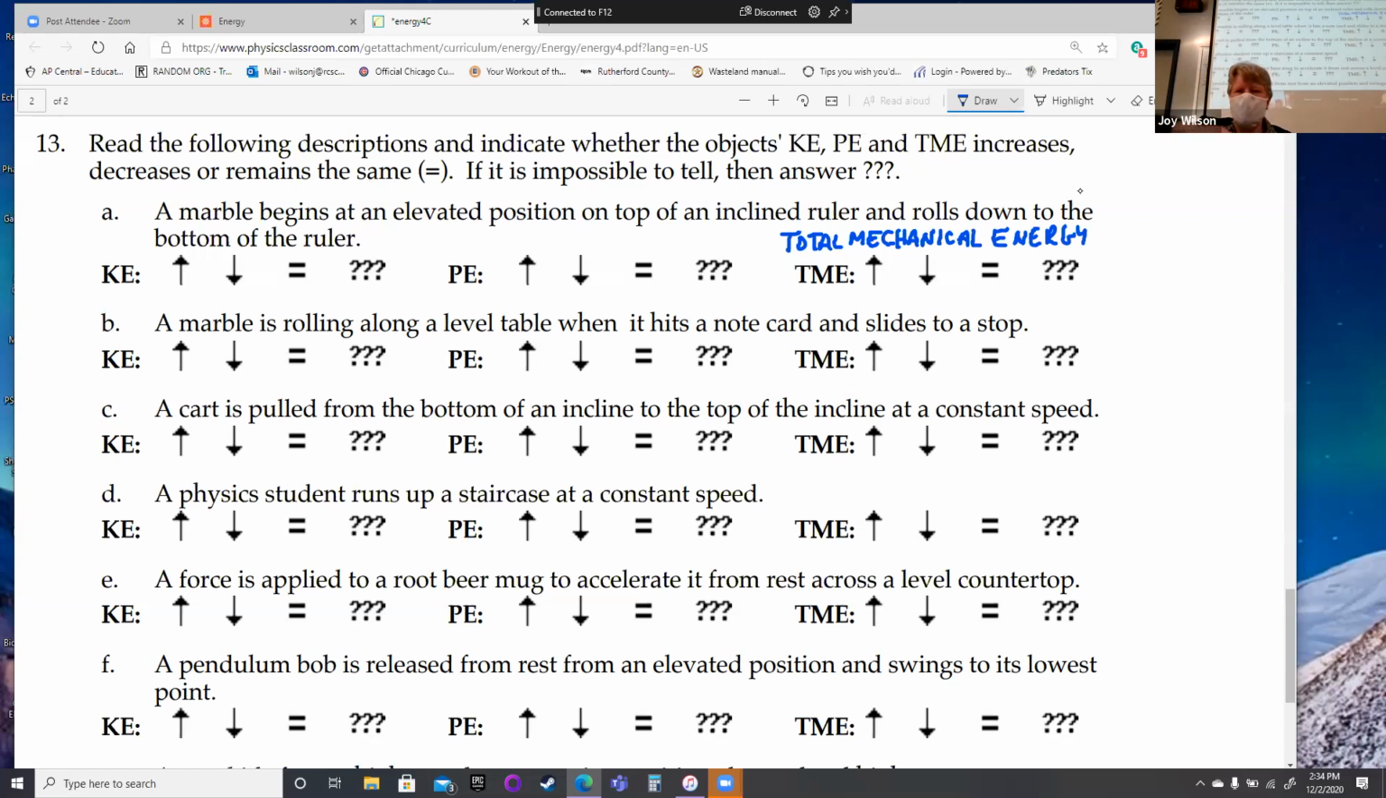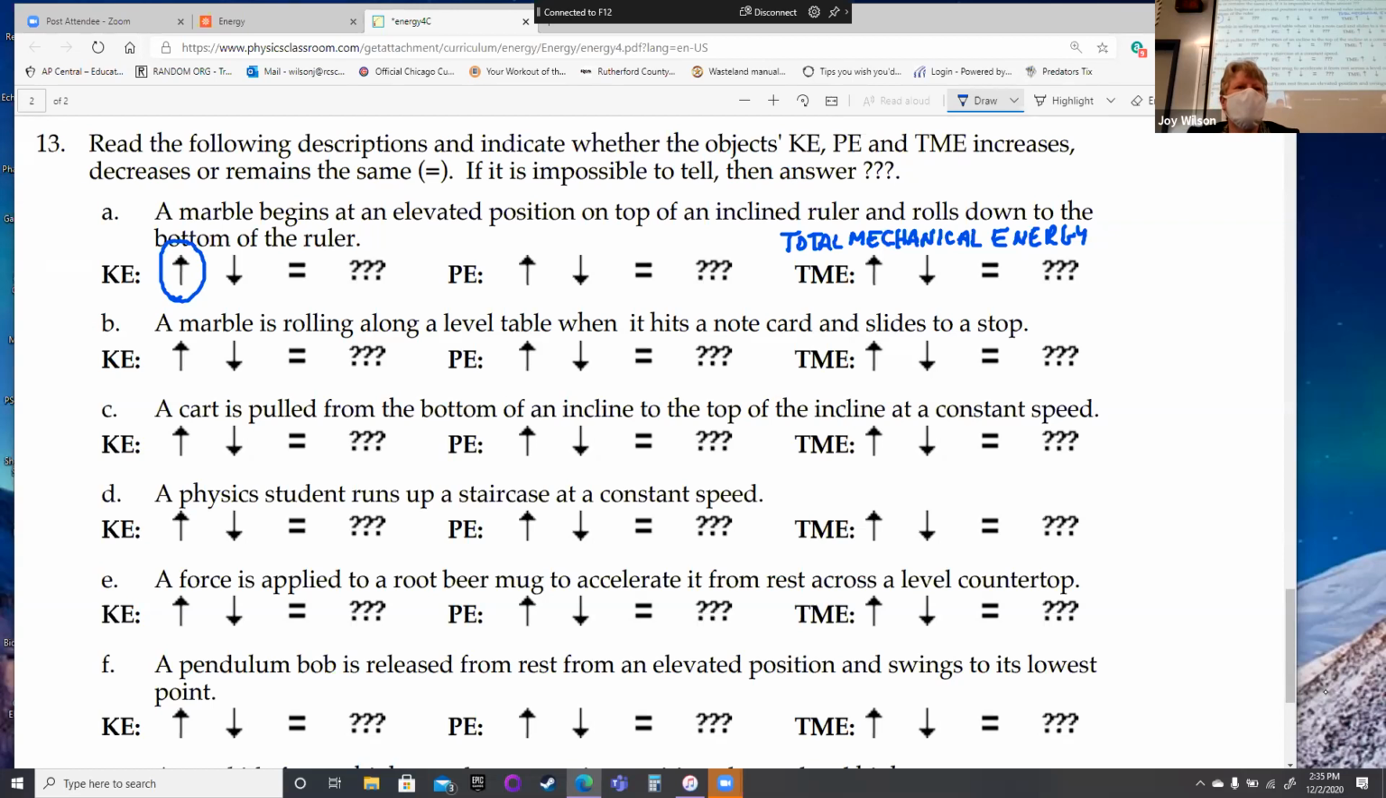A marble begins at an elevated position on top of an inclined ruler and rolls down to the bottom. So I have a slant, I put a marble up here and I let it roll to the bottom. What happens to its kinetic energy? Does it go faster? Does it go slower? Does it go the same speed? What does the marble do as it rolls down the hill? It increases in speed. It's going to go faster. Just like if I drop things, they're going to go faster.